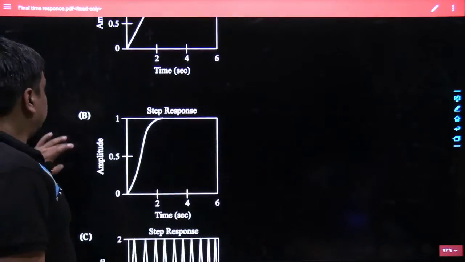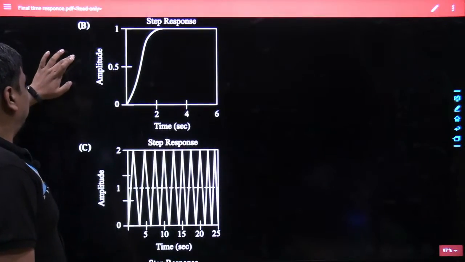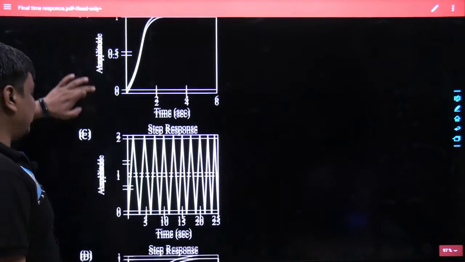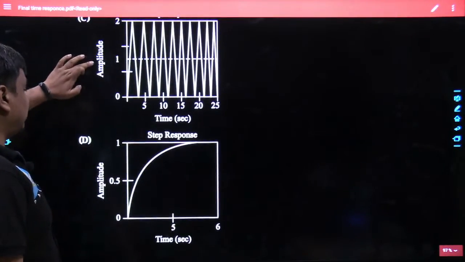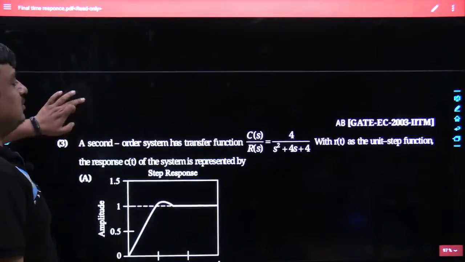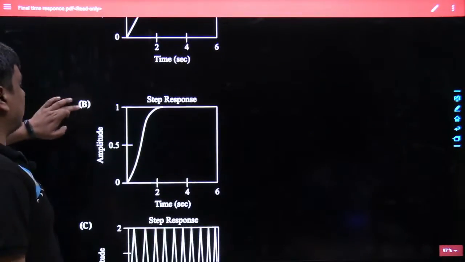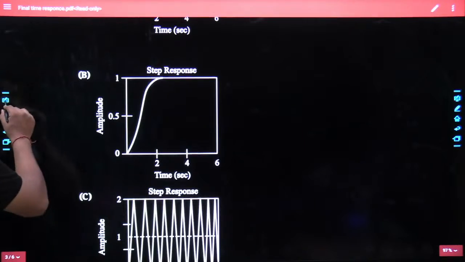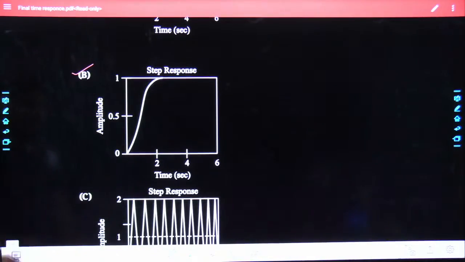Even there used to be the ambiguities between B as well as C, B as well as D. So the best answer is going to be B. C can't be the answer.